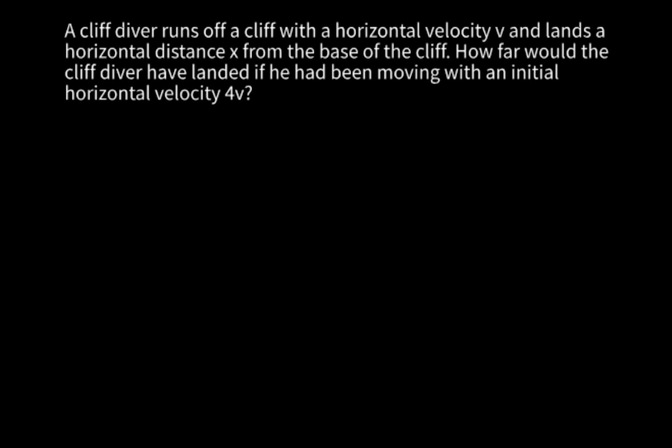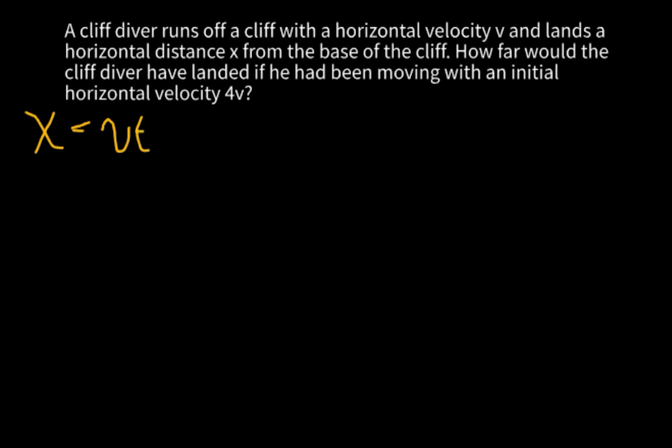So in this video, we're just going to be looking at AP Physics 1 practice questions with the kinematic equations and parabolic motion that we've been studying. So in this problem we have a cliff diver who runs off a cliff with a horizontal velocity v and lands a horizontal distance x from the base of the cliff. How far would the cliff diver have landed if he had been moving with an initial horizontal velocity of 4v? So we are looking at motion in the horizontal direction, and that means because this cliff diver is in free fall and we have no acceleration in the horizontal direction, the velocity is going to be constant. So we can use this equation, position equals just velocity times time.